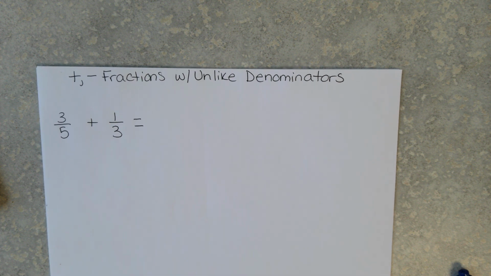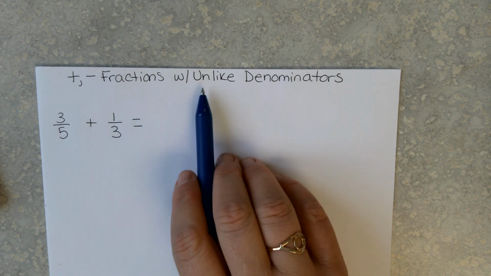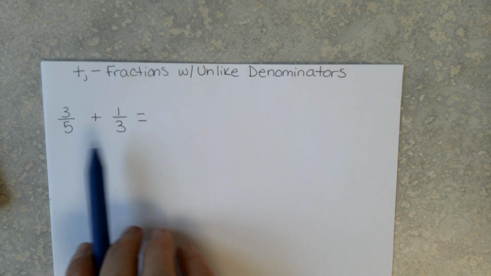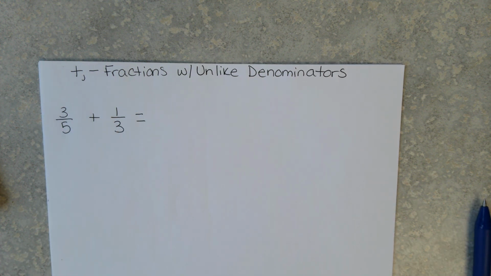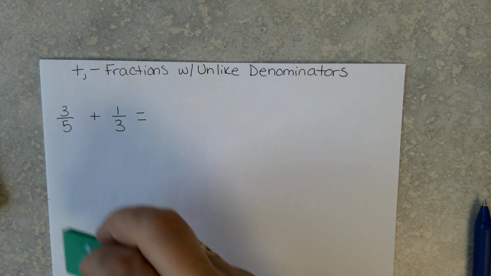Hi people, so for our first video, I'm going to talk about adding and subtracting fractions with unlike denominators. Now, our first fraction here that I'm going to talk about is 3/5 plus 1/3. And the very first thing that you'll notice is that they both do not have the same denominator.